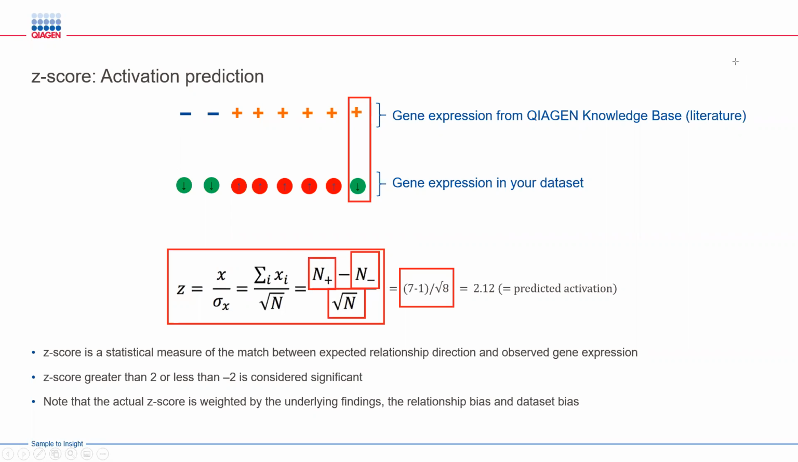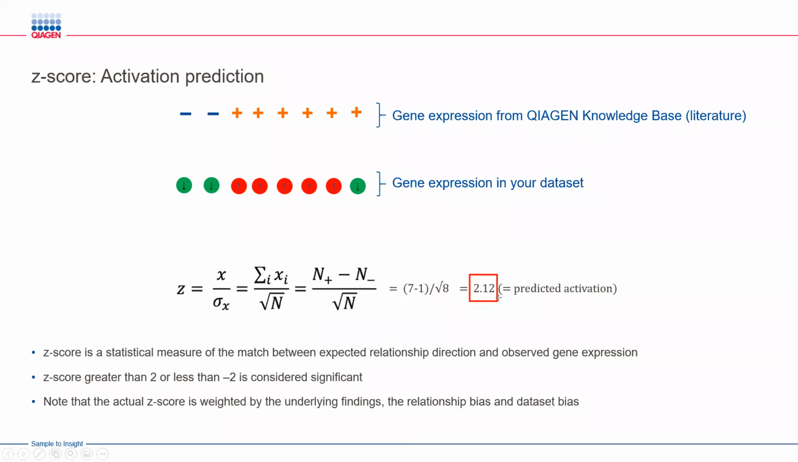So you end up getting a z-score. If the z-score is positive, then it is predicted to be activated. If the z-score ends up to be a negative value, your pathway was predicted to be inhibited. So this is how we essentially look into the z-scores.